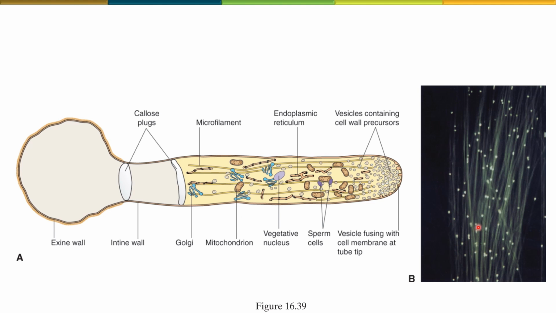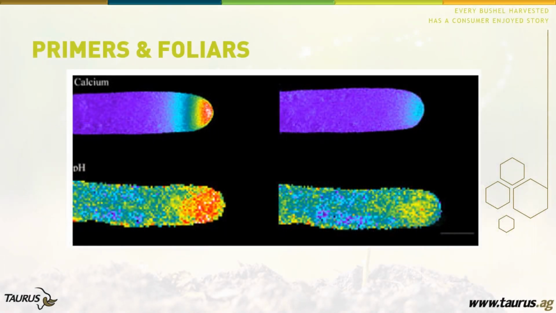And here you can see some lines which are the trails of the pollen tubes as it moves through that style down to the ovules. I'll show you that in a second, the exact thing.